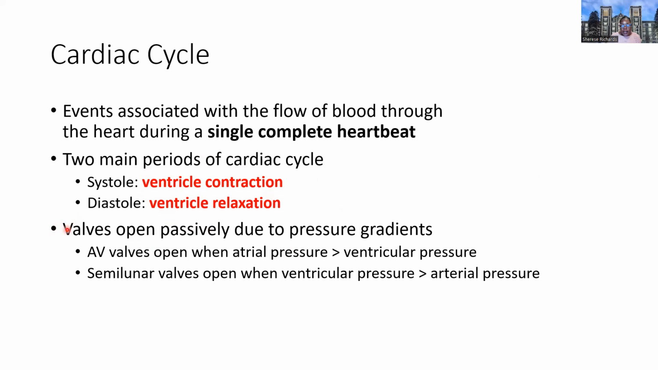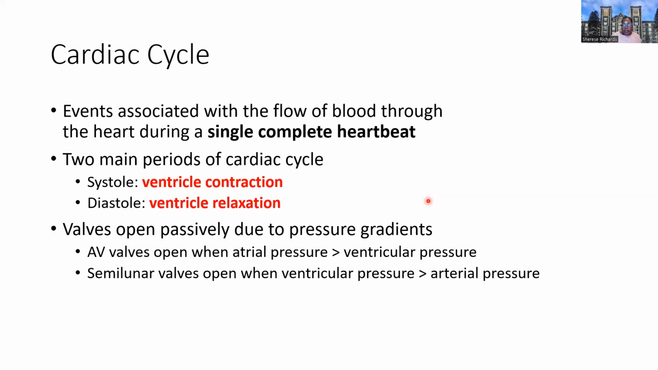Now, the way that these cycles occur, the way that blood moves through the chambers, is due to the pressure gradient. So we mentioned before that the valves are fibrous structures. They are not contractile structures. They're made of connective tissue, so they don't have the ability to move. What moves them is the difference of pressure between the preceding chamber and the subsequent chamber.